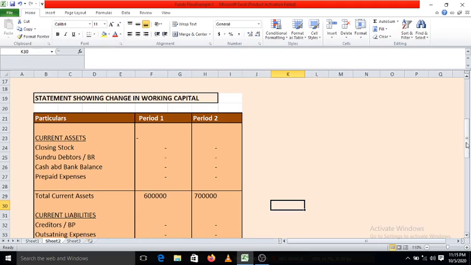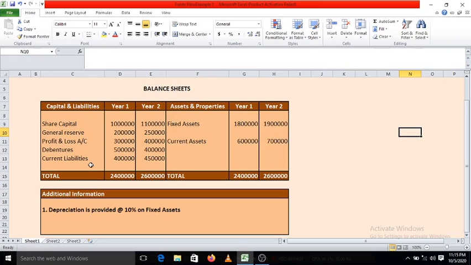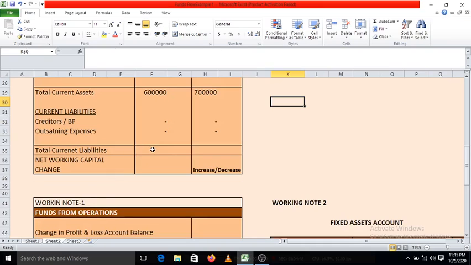Now we have got the total current assets. Now what we want is the current liabilities. In this example, the current liabilities amount is also directly given. No bifurcation is available of total current liabilities, so directly we can take the amount. Total current liabilities of year 1 is 4 lakhs and year 2 is 4 lakhs 50,000. So I will write here directly, total current liabilities 4 lakhs, and total current liabilities of year 2, 4 lakhs 50,000.